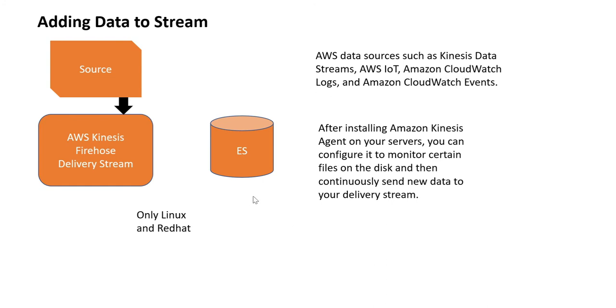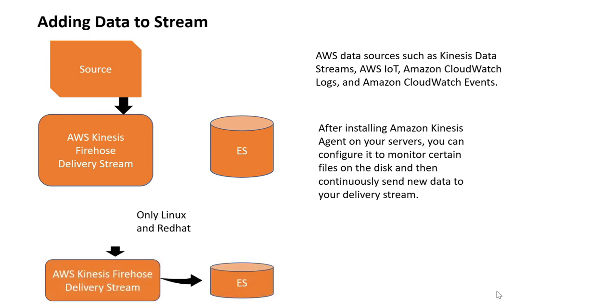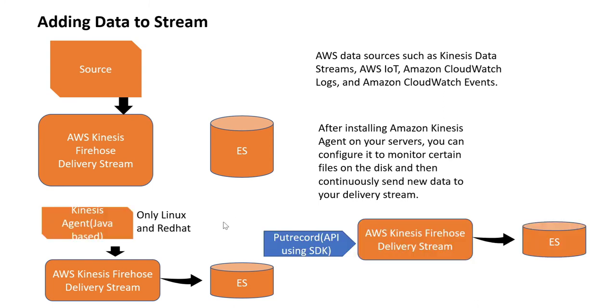You can use the Kinesis agent on your servers as well. Kinesis agent, like on an EC2 instance, you install an agent that will constantly monitor and send the logs to a delivery stream. It's not the Firehose delivery stream, but the Kinesis agent, this agent that we are speaking about, that only works on Linux and Red Hat platforms. It doesn't work on other platforms.